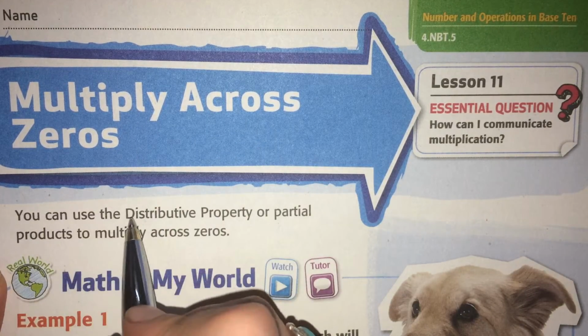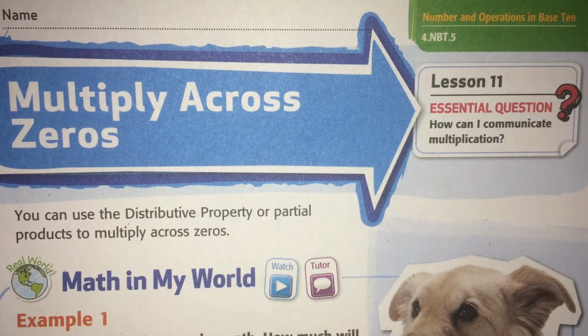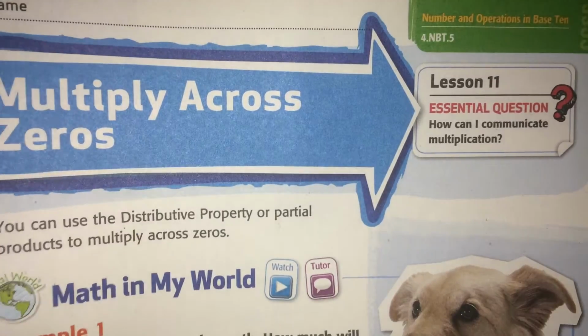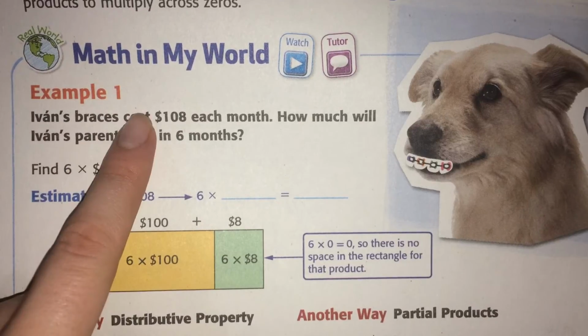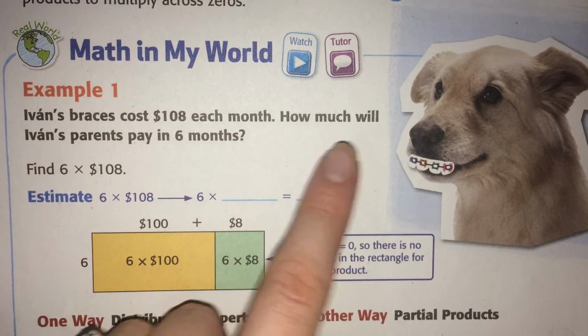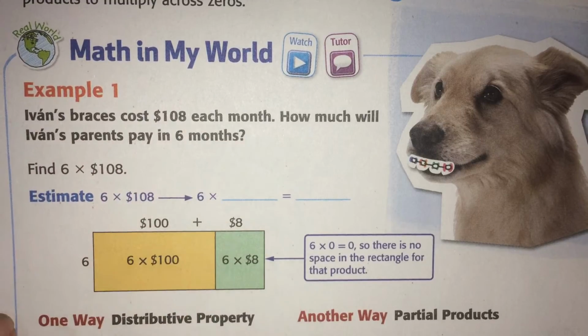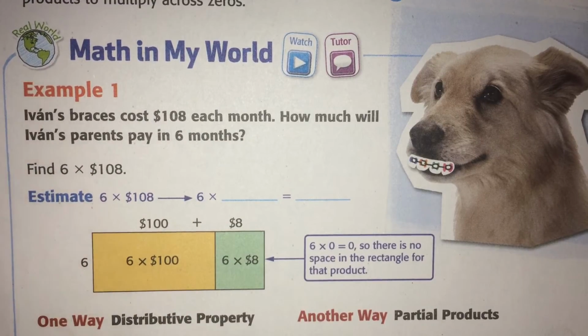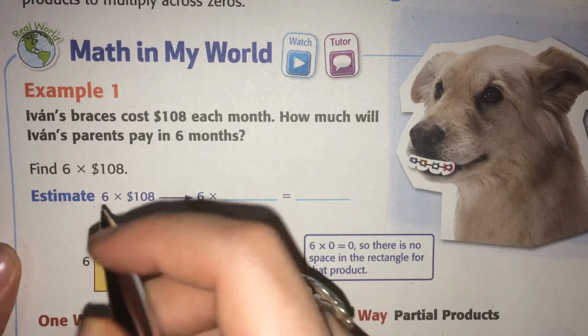It says you can use the distributive property or partial products to multiply across zeros. So this is two different ways, and of course you can do it the vertical way. Okay. Irvin's braces cost $108 each month. How much will Irvin's parents pay in 6 months? I guess it's not Irvin, I guess it's Ivan. All right, Ivan. Well, let's see.